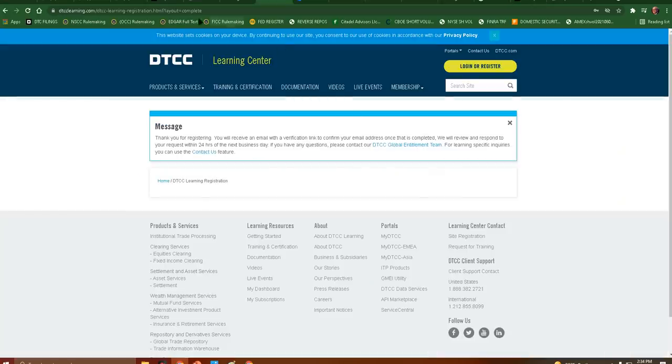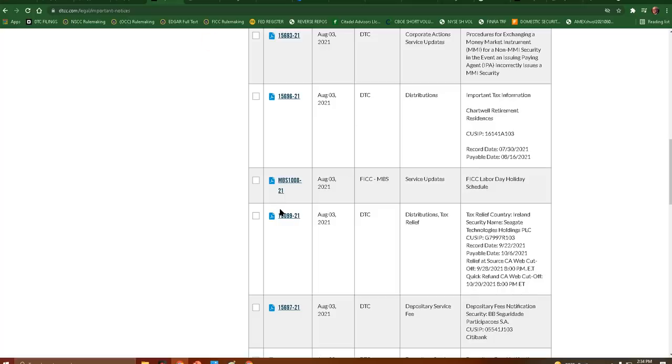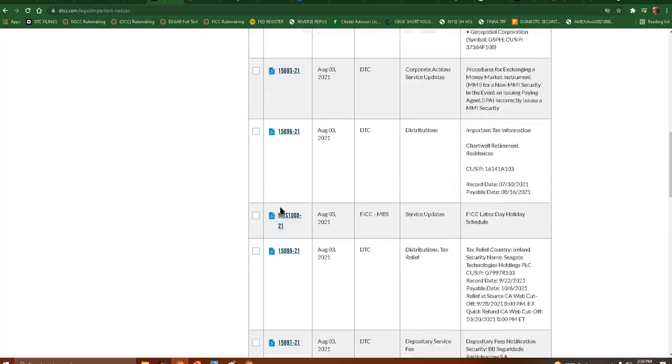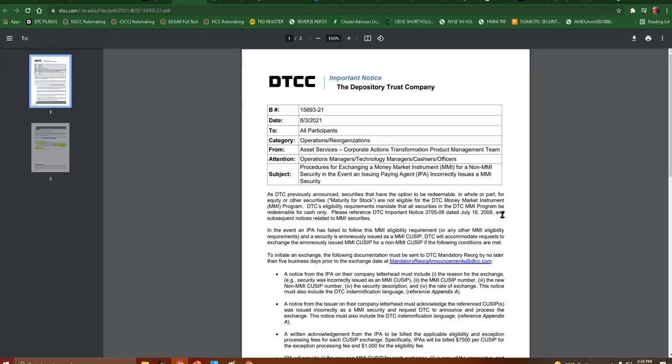Sorry about that. So we had an important notice regarding money market funds. Right here: procedures for exchanging a money market instrument (MMI) for a non-money market instrument security in the event an issuing payment agent, or IPA, incorrectly issues an MMI security.